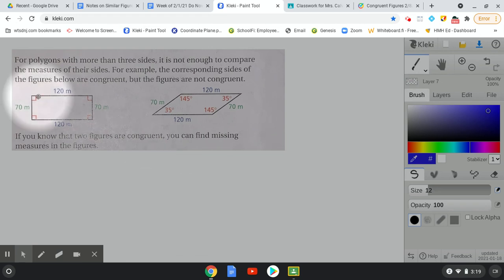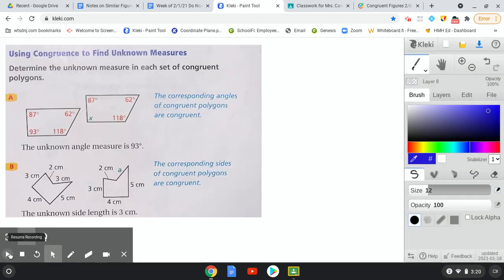And the reason we know that is these are 90-degree angles because they have that little box, right? These angle measurements are not the same. The angle measurements are not the same. So the corresponding sides are congruent, but the figures are not congruent because they do not have congruent angle measurements. All right.